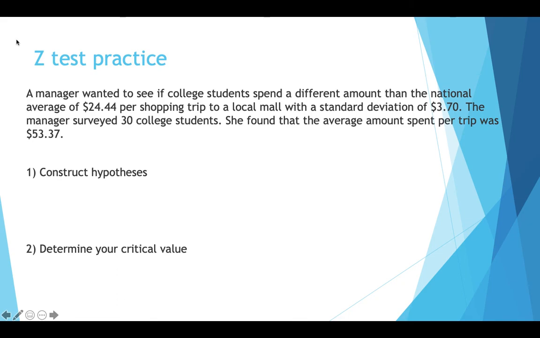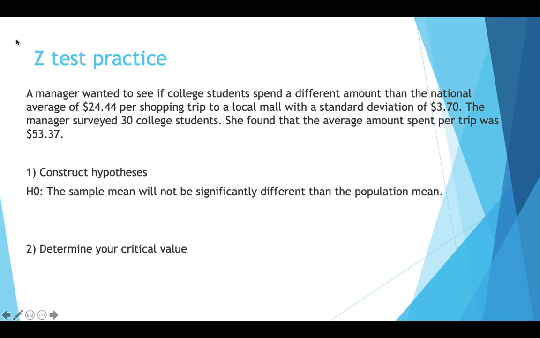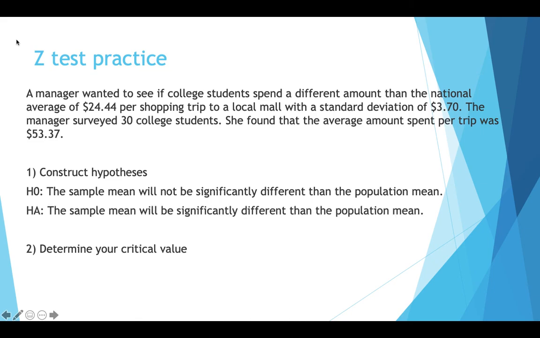So let's do our hypotheses. Our null hypothesis: the sample mean will not be significantly different than the population mean. Our alternative hypothesis: the sample mean will be significantly different than the population mean. Now here, our critical values will be negative 1.96 and positive 1.96 as we have a two-tailed test. We don't have a direction in mind. We simply think that the sample will be different from the population.